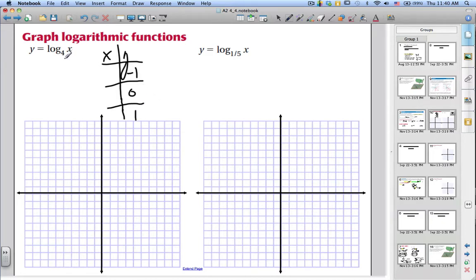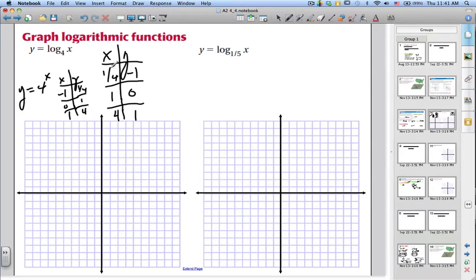And I'm going to pick the base to the -1 power, that's 1/4, to the 0 power, that's 1, and to the first power, that's 4. Because log base 4 of 4 is 1, log base 4 of 1 is 0, and log base 4 of 1/4 is -1. If I had done an exponential function, for instance y is equal to 4 to the x power, that's the inverse of this function, I would have picked -1, 0, and 1, and I would have gotten 1/4, 1, and 4.